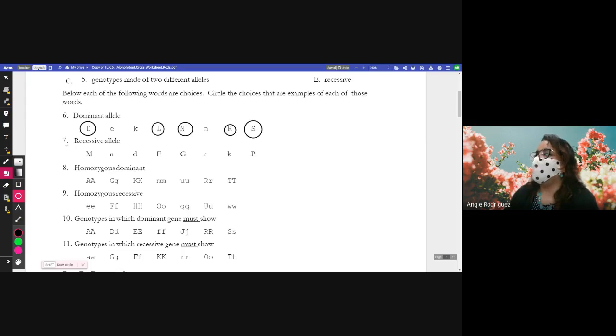So number 7 is asking for recessive. So recessive are going to be the lowercase letters. So n is going to be the first one to circle. Very good. d, right? r. And k, right here.